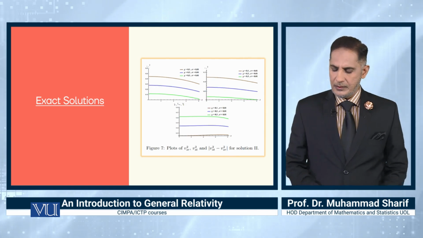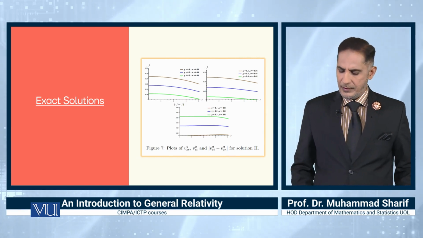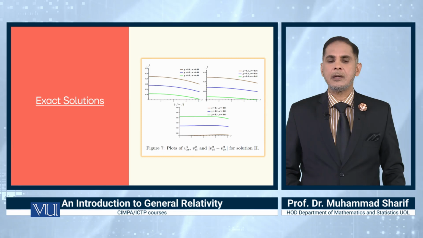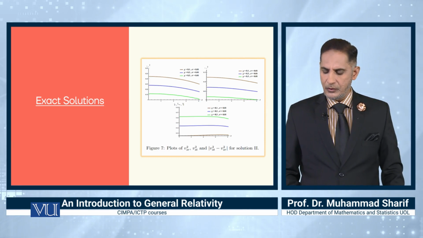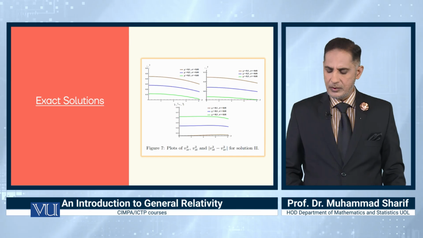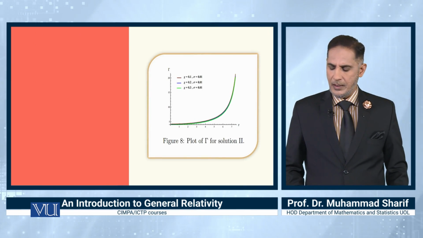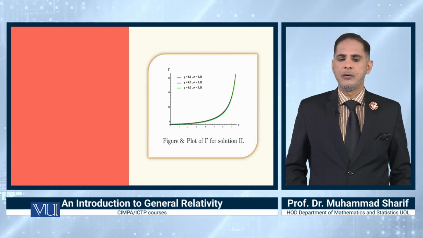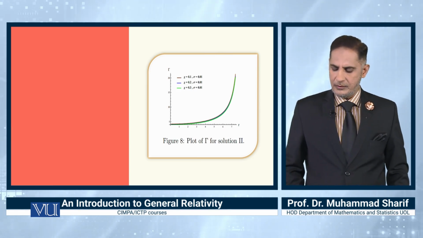And finally, we can check the stability again through two methods. Number one, we are taking the speed of sound, and you can see the speed of sound lies between 0 and 1, both radial as well as tangential pressure, and the adiabatic index you can see here, this is also in the range, that is it is greater than 4/3. So, this indicates that it is stable.